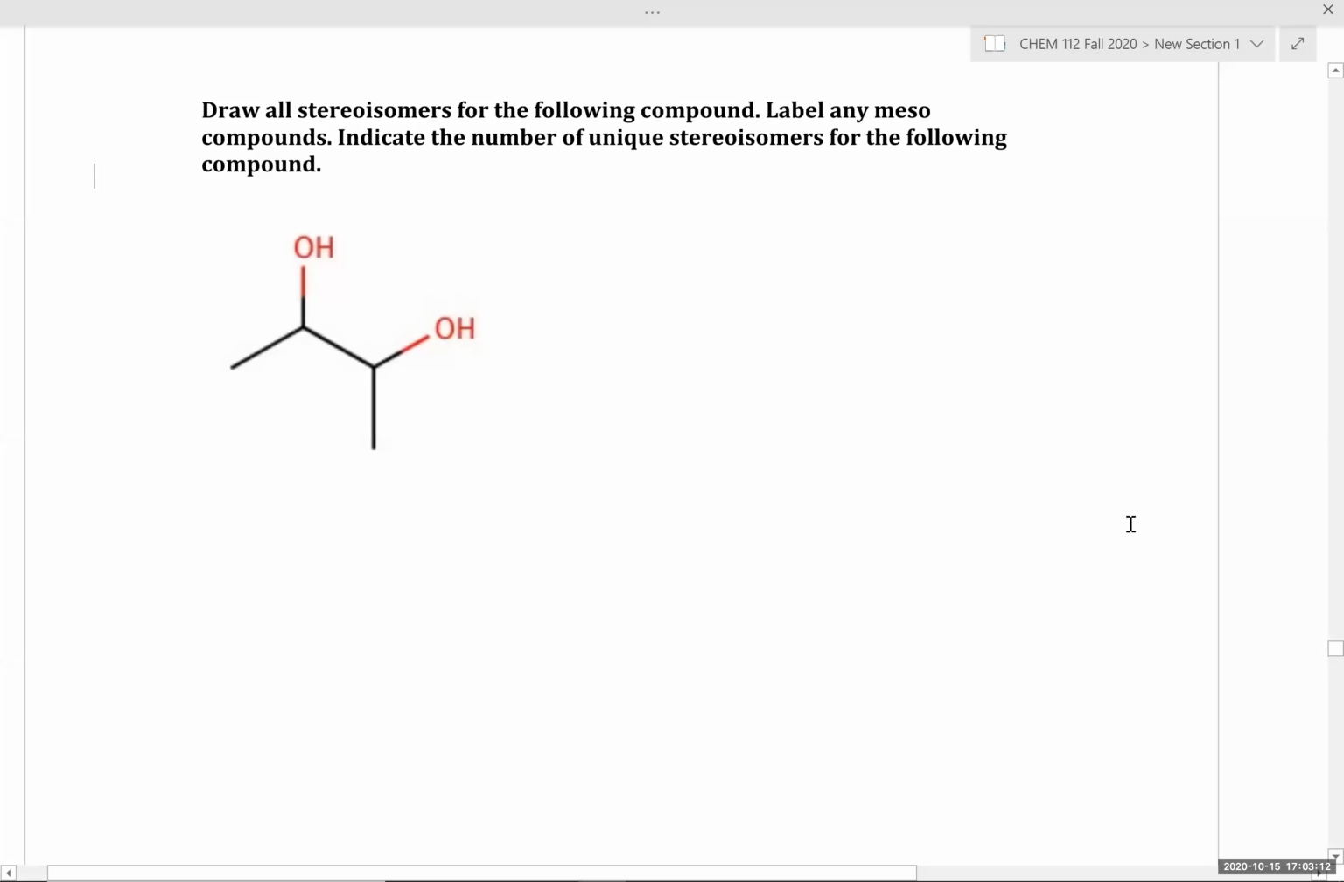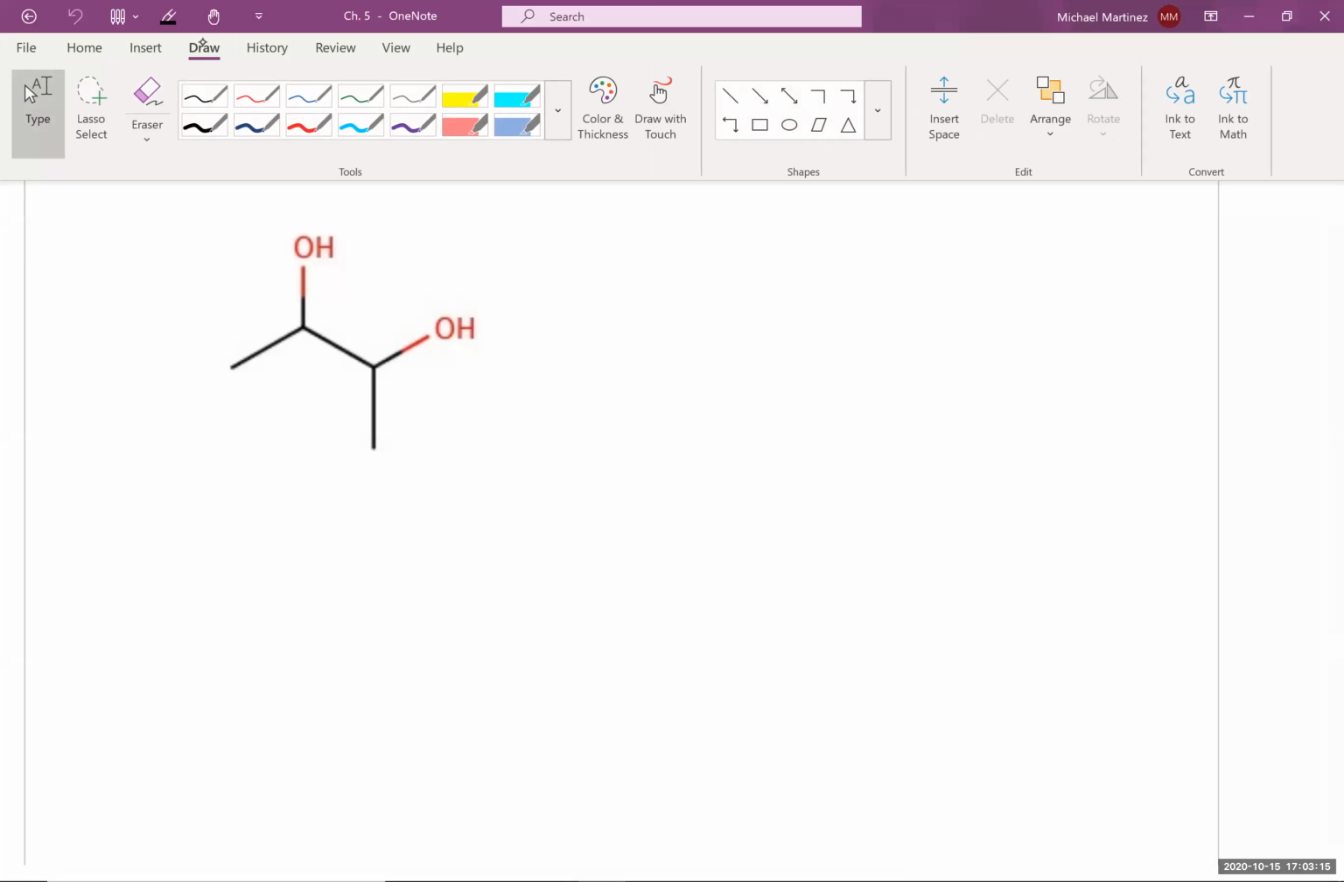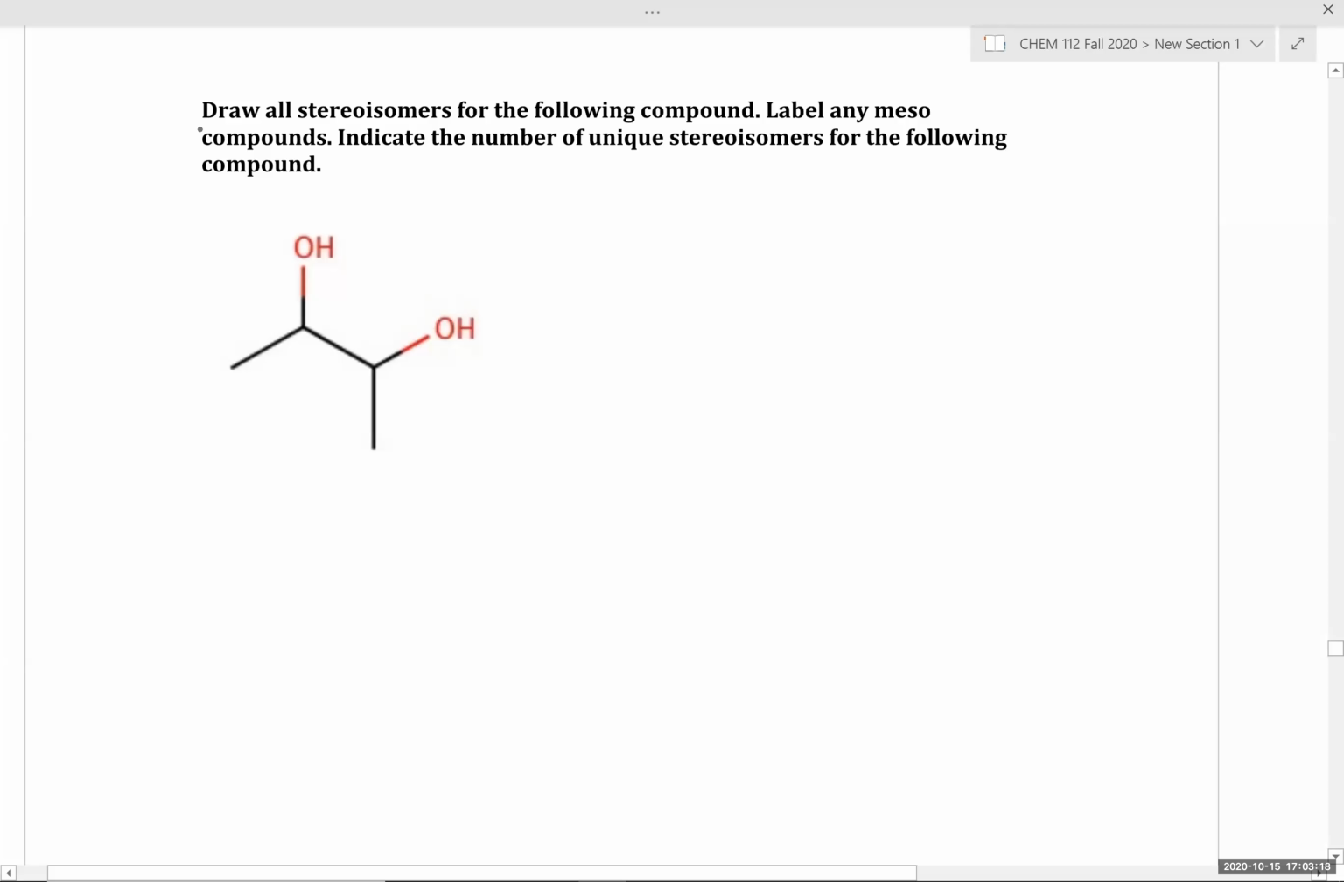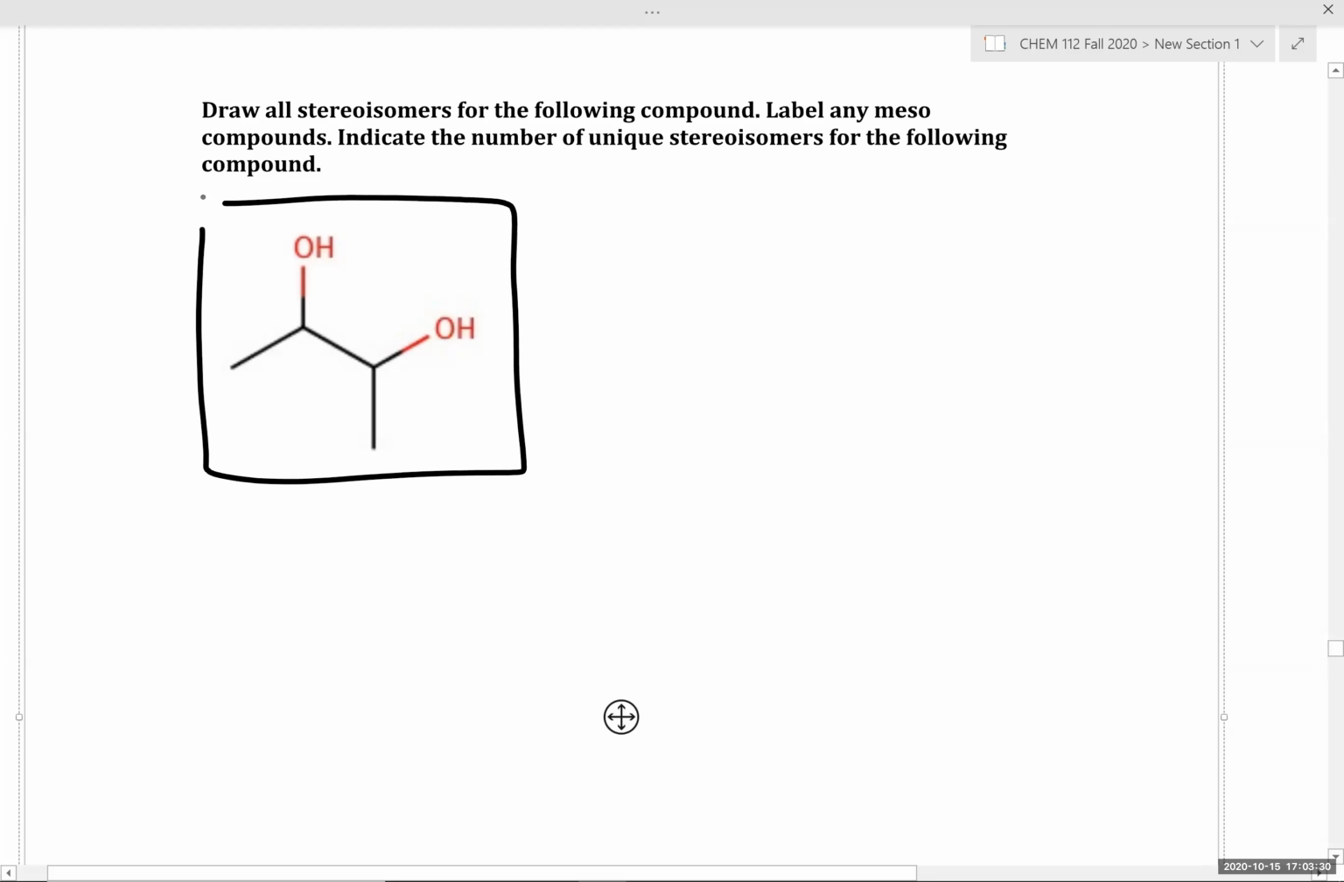So when we last left off, we focused on drawing unique stereoisomers and making sure to identify meso compounds. So let's look at the following example. Let's try to draw all stereoisomers for the following compound and label any meso compounds that are present. Remember, meso compounds, compounds with an axis of symmetry, are achiral, and sets of meso compounds are considered identical compounds.